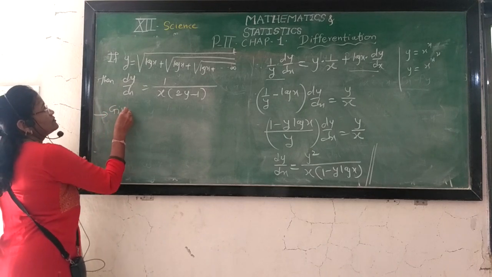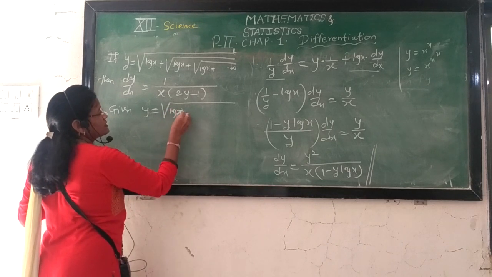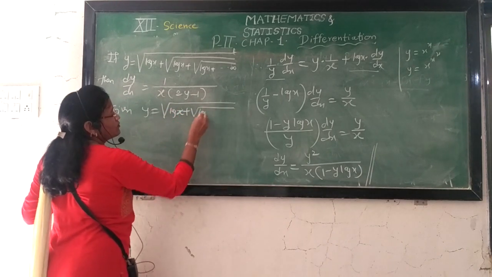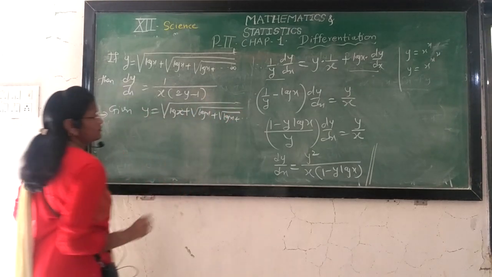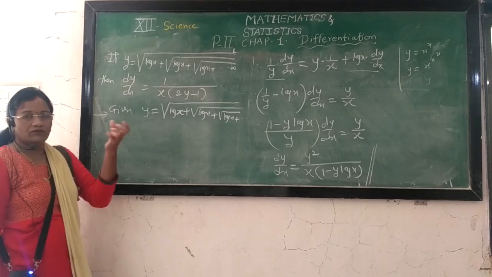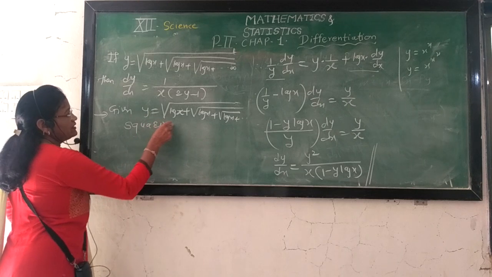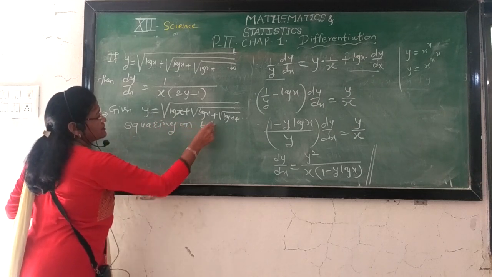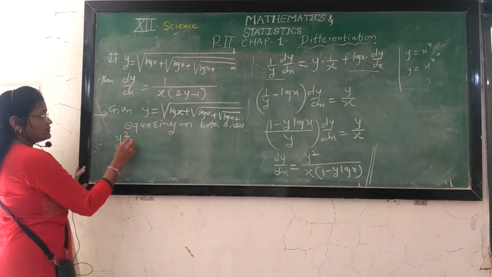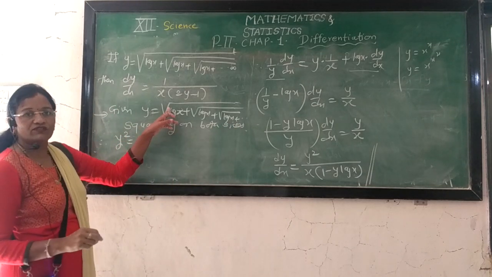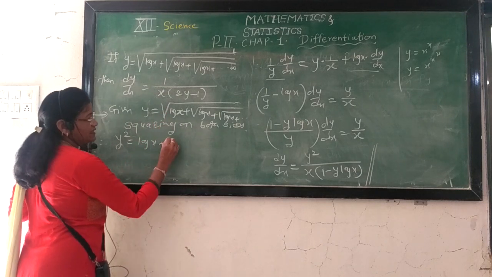Now given y is equal to under root of log x plus under root of log x plus under root of log x plus up to infinity. Now we take only the first step, squaring on both sides. Very easy question. So after squaring, for the left side we get y square. Then elimination of this under root sign, so we get log x. Only the first root sign is eliminated.